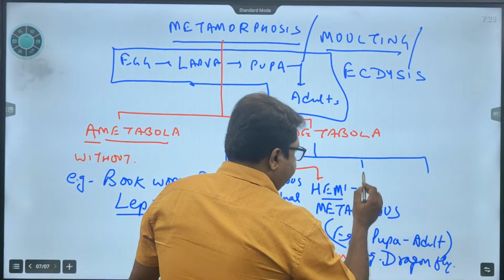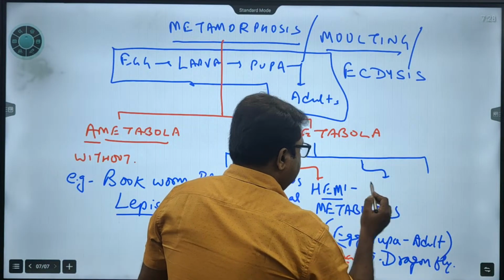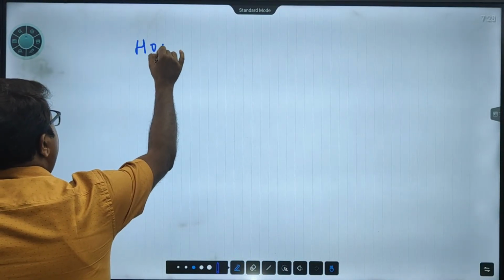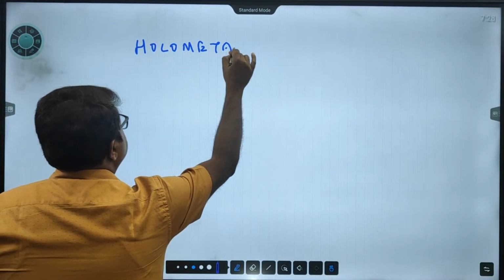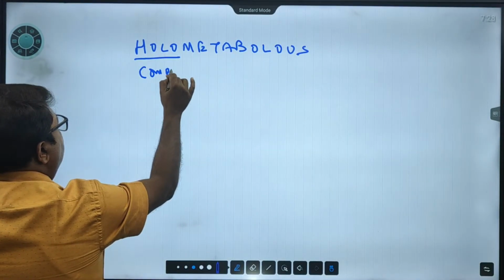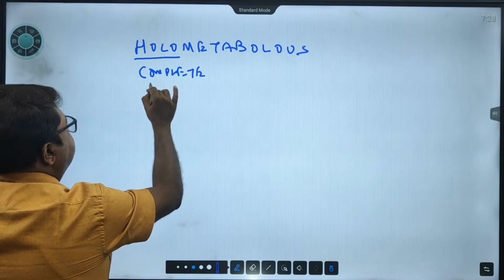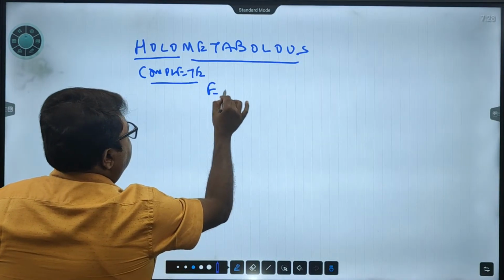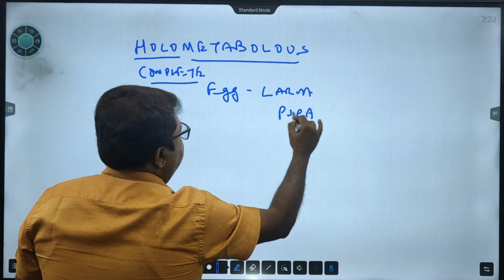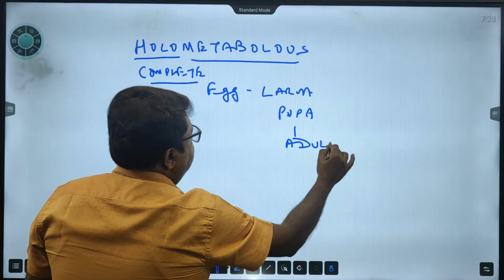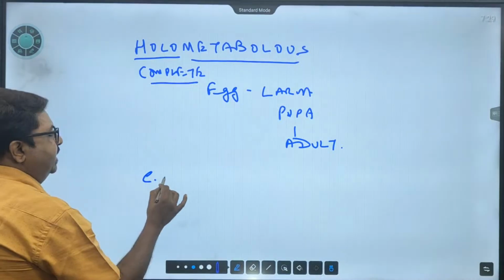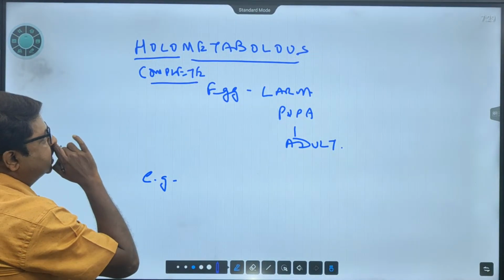Fine. Then the next one is holometabolous. Achha, let's get into the next page. What is the meaning of the term holo? Holo means complete or whole. So they show egg, larva, complete pupa and adult, but they are not gradual, they are fast. Gradual changes was there in cockroach called Paurometabolous.